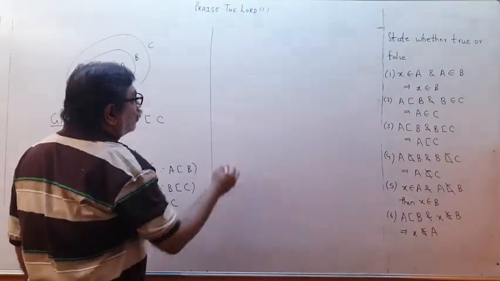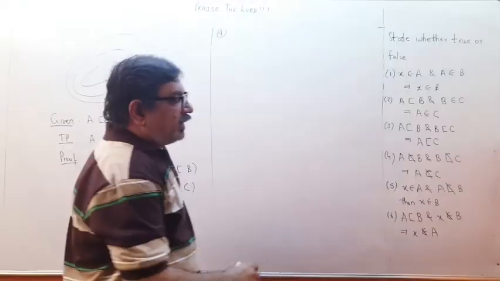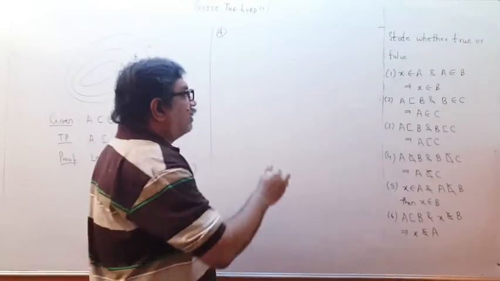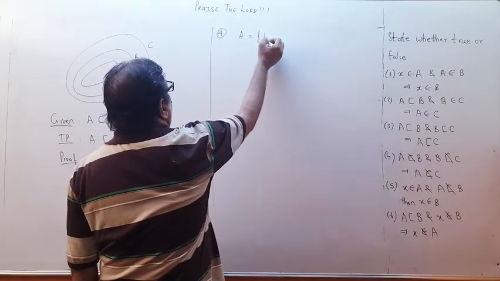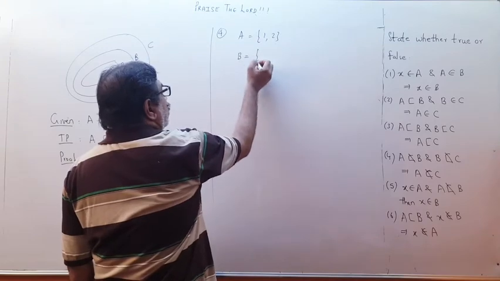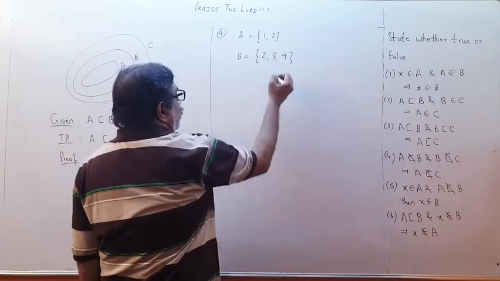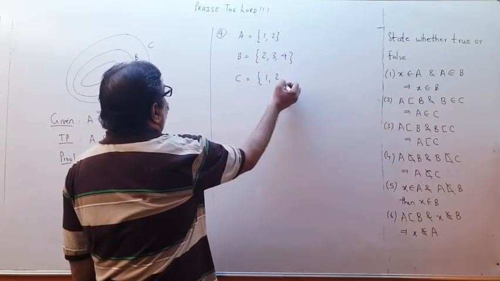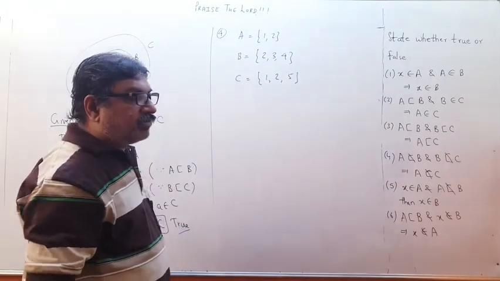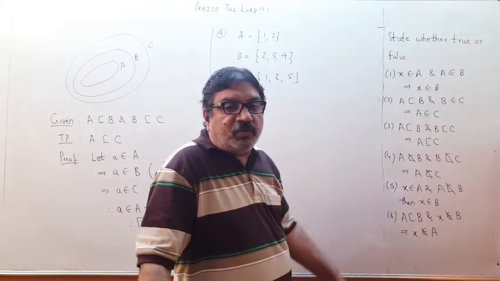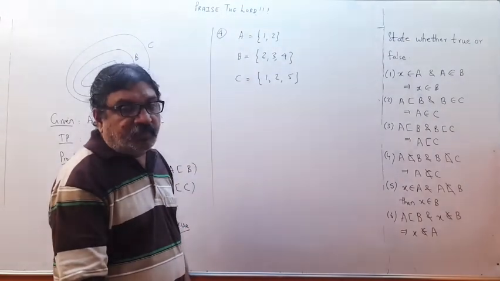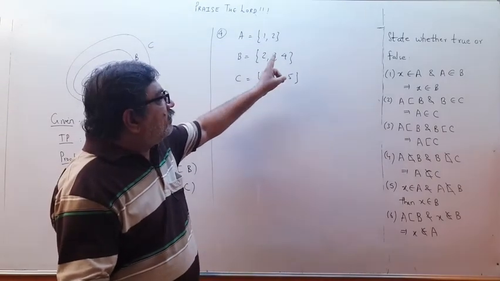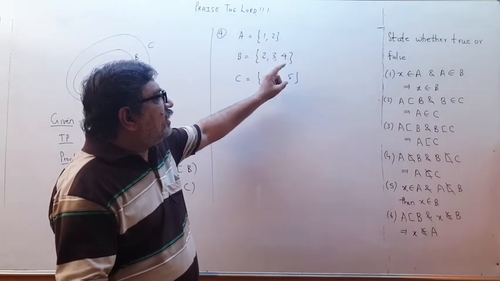Okay, then fourth one. A is not subset of B and B is not subset of C. That implies A is not subset of C. See, if I have A as 1, 2, I have got B as 2, 3, 4. So A is not subset of B. And if I have C as 1, 2, 5, then you can see B is not subset of C. So A is not subset of B and B is not subset of C, that we have taken sets like this. So A is not subset of B because all elements of A are not present in B. All elements of B are not present in C.